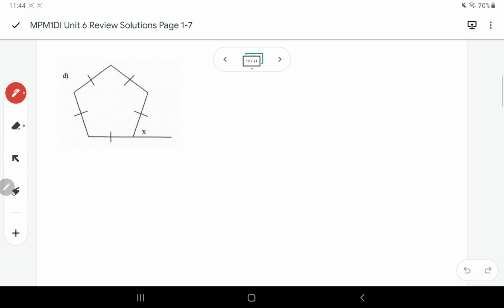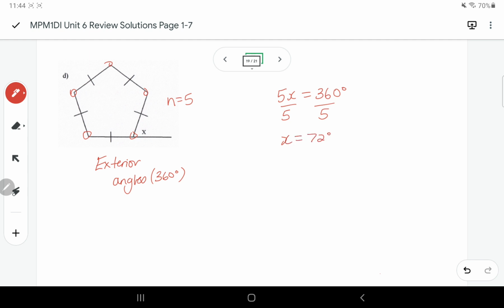This one is kind of similar, but I'm going to use the exterior angles. We know that in any polygon, the exterior angles add to 360. So I have 1, 2, 3, 4, 5. So I would know that 5 x's would equal 360. So I just have to divide both sides by 5, and I get x equals 72 degrees.